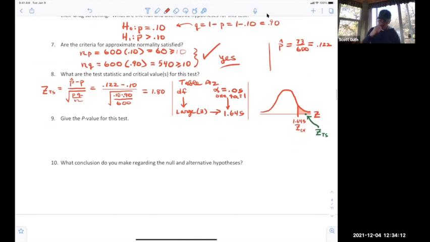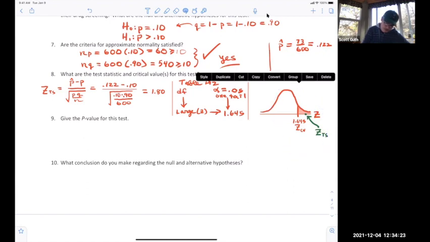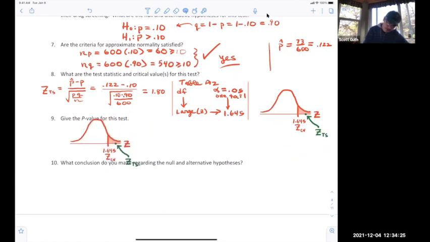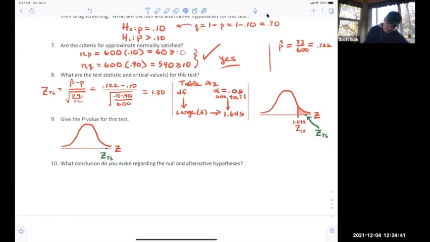Okay, now that p-value, I could almost take that last picture. Actually, I think I will. Okay, so I'm going to borrow this picture, put it over here. Don't really want that test statistic. Sorry, I don't want the critical value, my bad. I do want the test statistic, so let's move that up. Okay, so my Z test statistic was the 1.80.